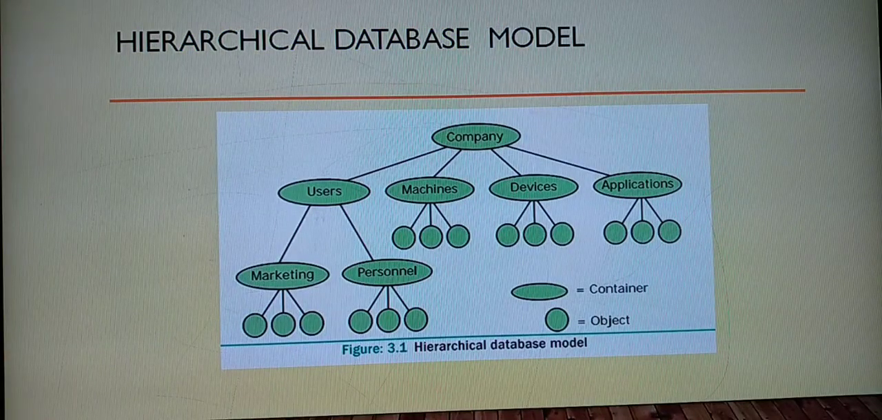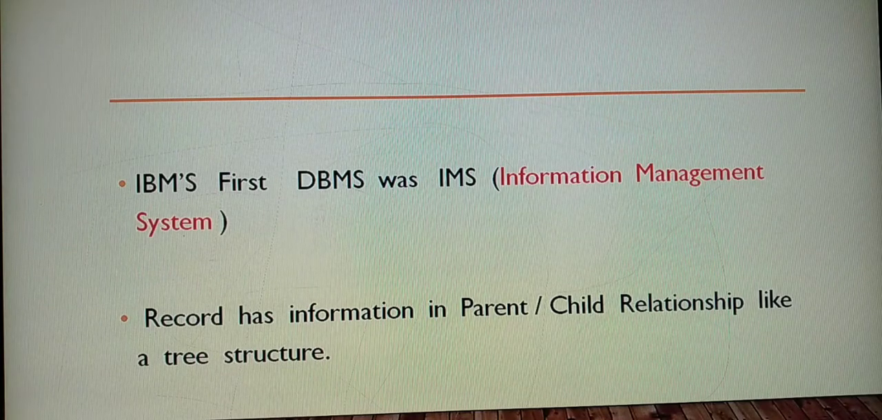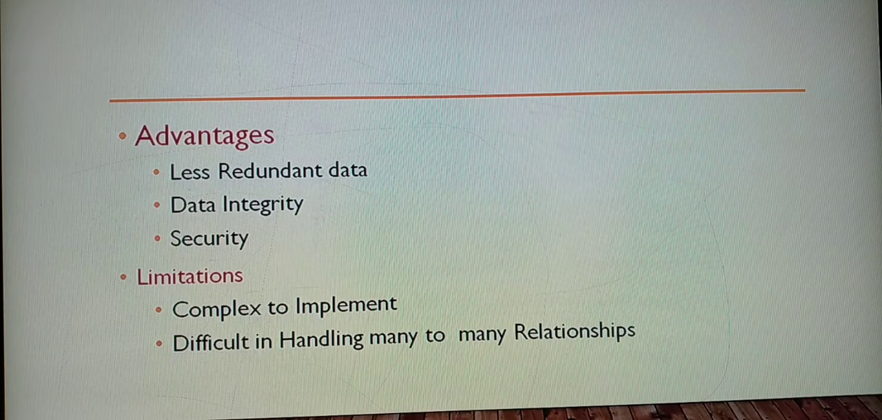Have the heading as hierarchical database model, then write this point: the first DBMS was IMS, that is the Information Management System. Here the records are stored in a parent-child relationship, like a tree structure. Next you have the heading advantages: less redundancy, data integrity, and security. Redundant means the data will not be repeated. Next you will have some limitations.